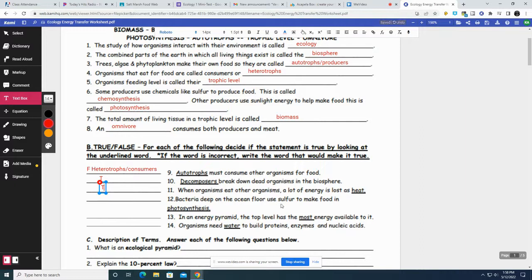Bacteria deep on the ocean floor use sulfur to make food in photosynthesis. That's false. Because at the bottom of the ocean, there's no light, so they can't do photosynthesis. That's false. They're going to use chemosynthesis.